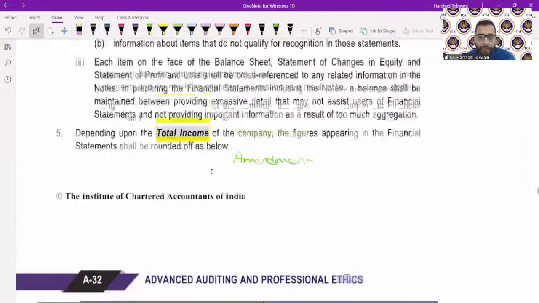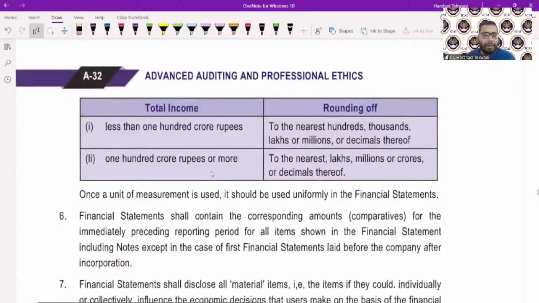Now what does rounding off talk about? Less than 100 CR or more. If your total income is less than 100 CR, nearest to hundreds, thousands, lakhs, or million, you can round off. If it is more than 100 CR, then nearest to lakhs, millions, or crores, you can round it off.